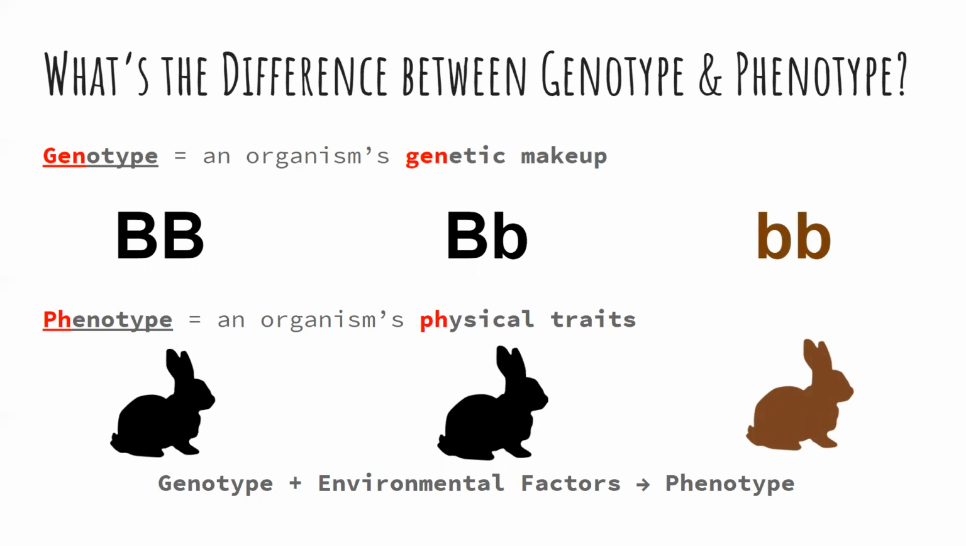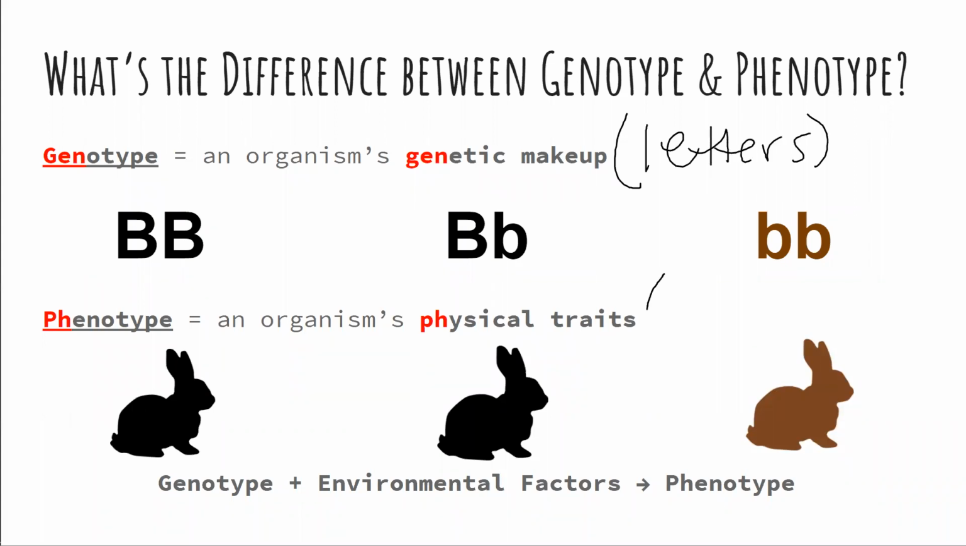A homozygous recessive genotype, two lowercase b's, is the genotype, the genetic makeup. But the physical, the phenotype, what we can actually see, is a brown bunny. It's a brown bunny because there are no dominant traits. So both recessive alleles can finally show the recessive trait. So your genotype is your letters. Your phenotype is what you can see.